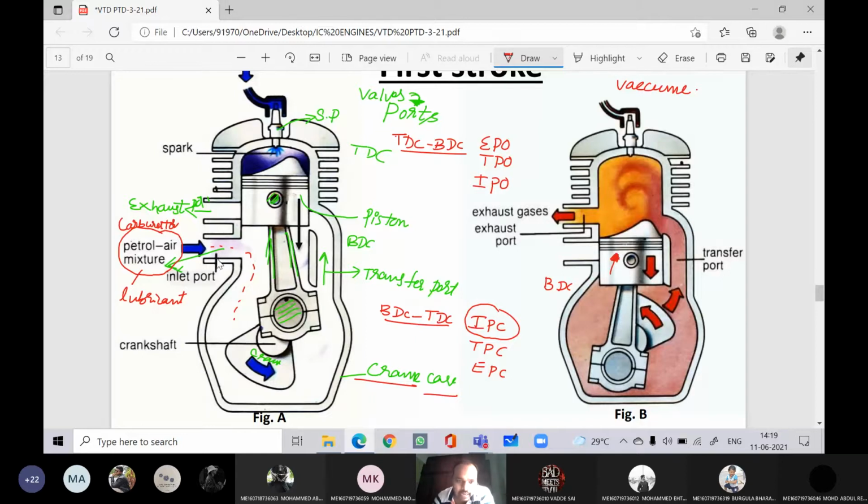Therefore, we can see the inlet port is here. It will open due to the pressure difference. Therefore, the air fuel mixture along with the lubricating oil will enter the crankcase when the piston is moving from BDC to TDC. Means the suction is taking place. Yes or no? Sir, can you explain one more time?